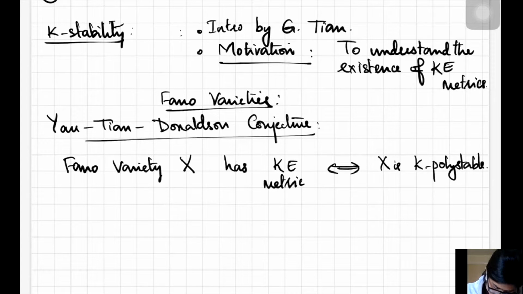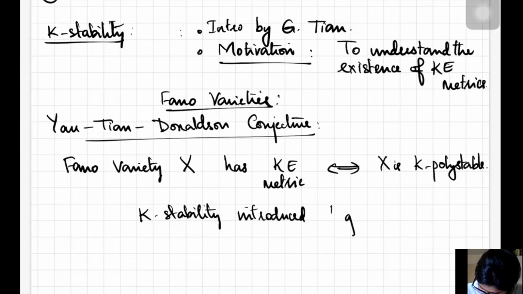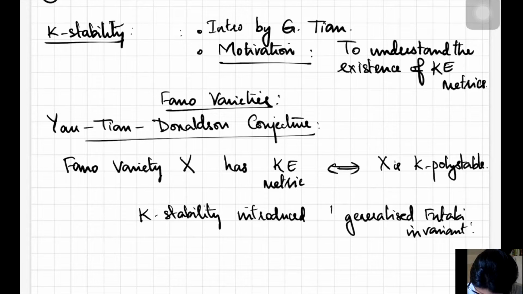So I should say one thing. K-stability initially was introduced using something called generalized Futaki invariance. So we had the Donaldson-Futaki invariant with which you could define what K-stability is, K-poly stability, and K-semi-stability. But then, this conjecture tells you that you could go back and forth. So if you want to understand the existence of a metric, the Kahler-Einstein metric, it's enough to show that it is K-poly stable and vice versa.